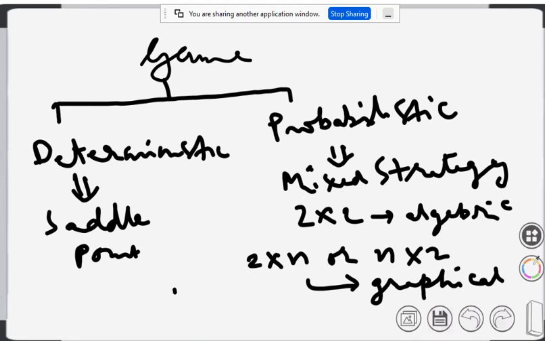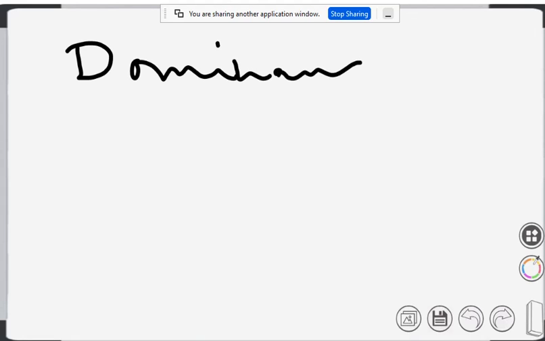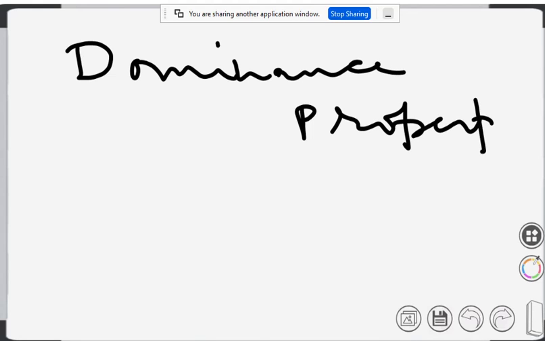Now we'll see, if there are more than two strategies for both the players, what can be done. Let's take an example of a game, and we will talk about the dominance property. Please keep your pen and paper ready. Dominance property. I'll just try to explain the dominance property. Let's give an example first.